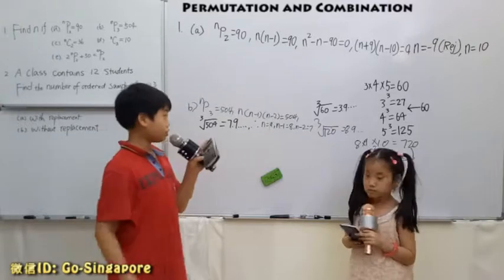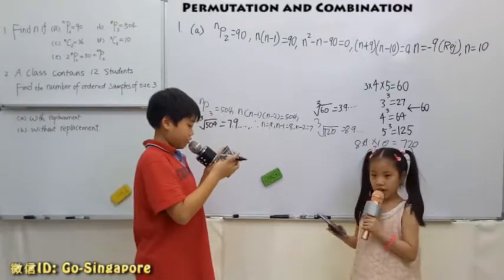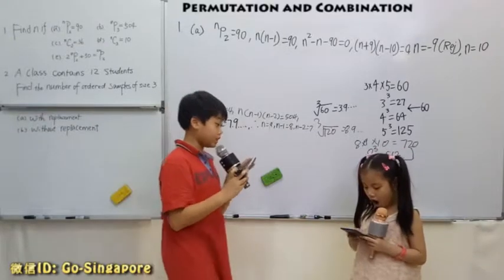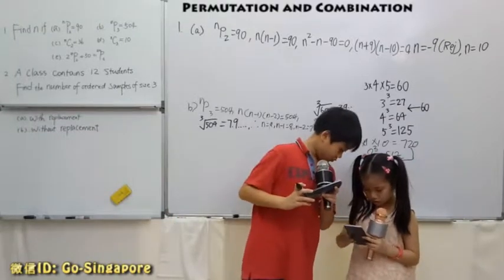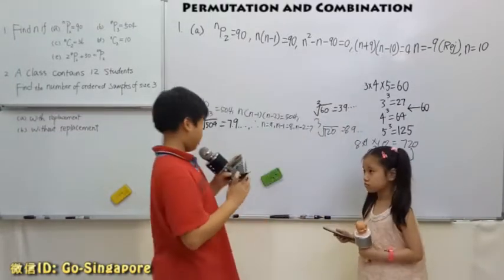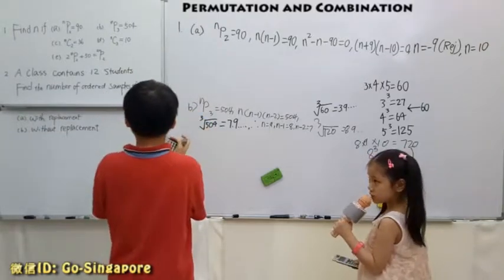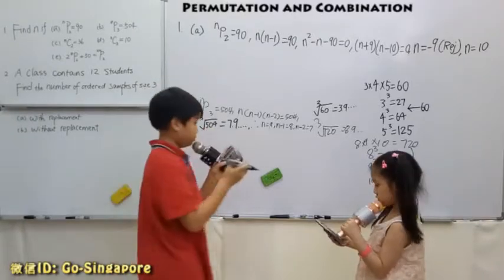Okay. So we can check again. Let's try, okay? 7 times 8 times 9. Is it correct? Is it a 504? Yes. Okay, so you got 504, right? So this is correct, right? Yes. Okay, next we'll move on to part C.